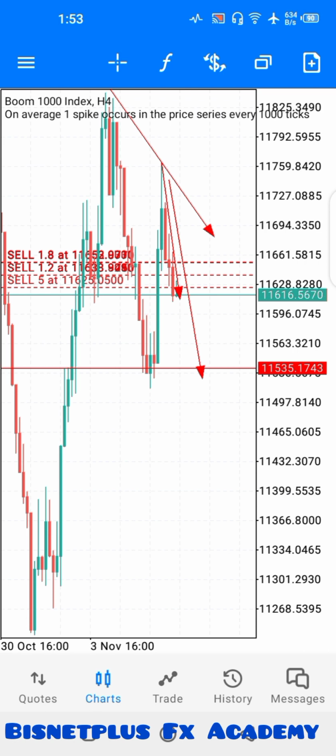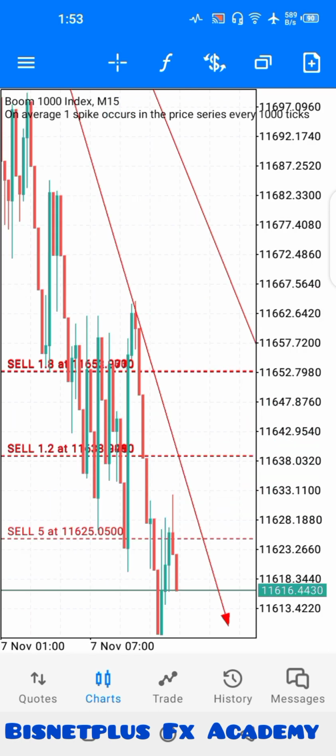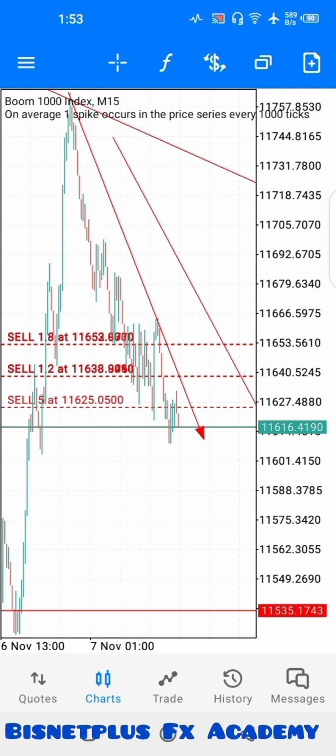Also, after you've done your analysis on the higher time frame, you now come back to the lower time frame so that you can check out what's happening here and what's going on here. Even if you have a spike against us now, it cannot make me lose. So this is a very good signal on which I'm trading with a very stable mind.